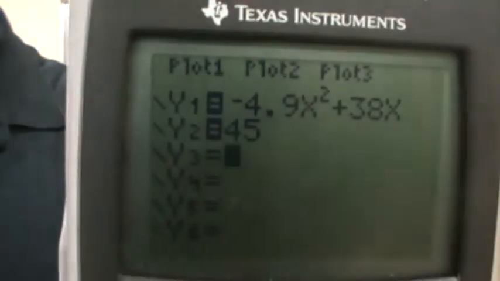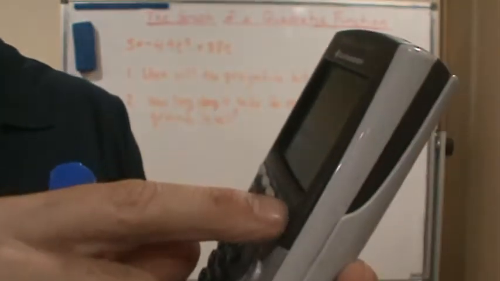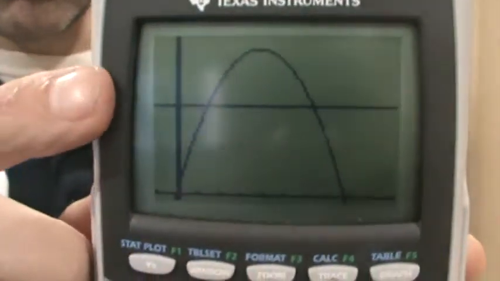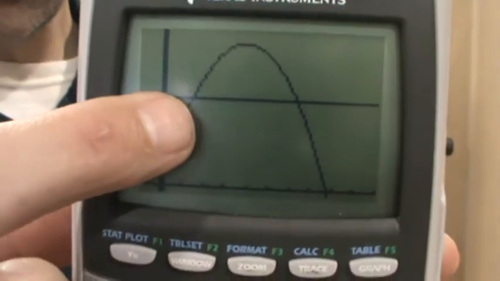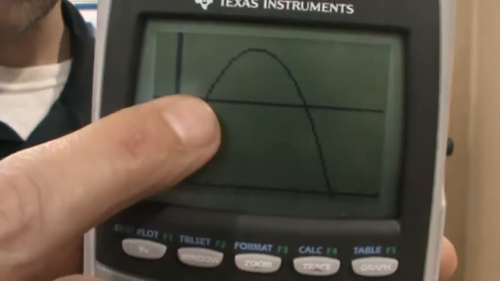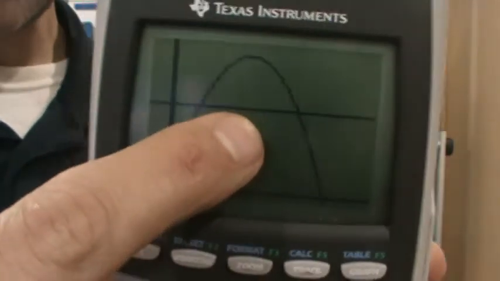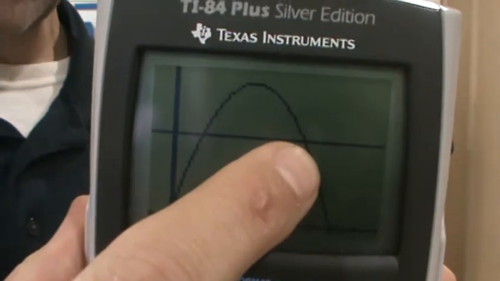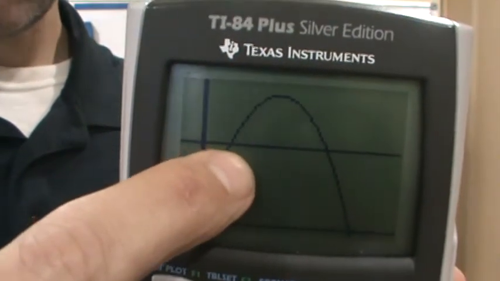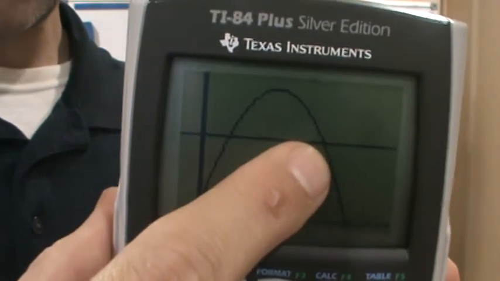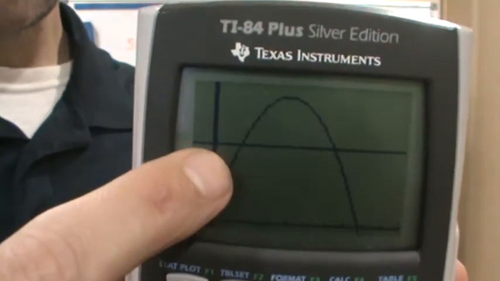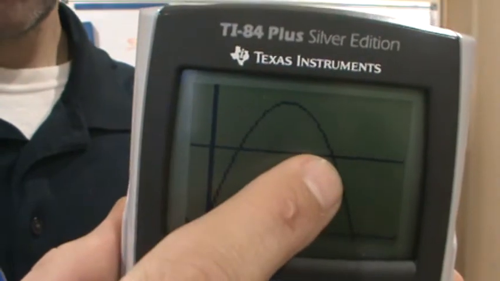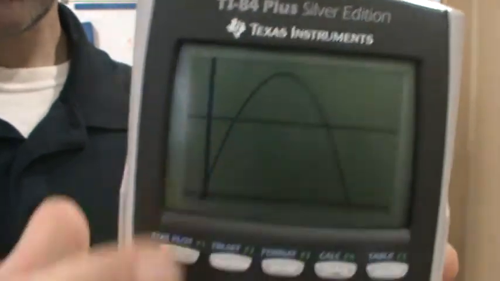Now I hit enter, so there we go. Now watch what happens when I graph this. Now, look at that. Now what do I need? Well, right where this horizontal line intersects the parabola, that is exactly when the rocket reaches 45 meters above the ground. So all I have to do is find where this intersection point is and where this intersection point is. And so how do I do that?